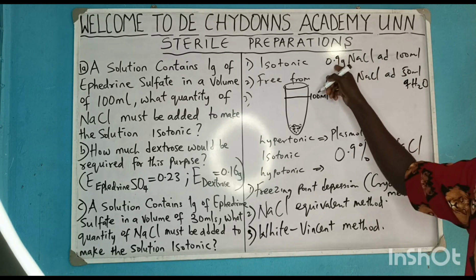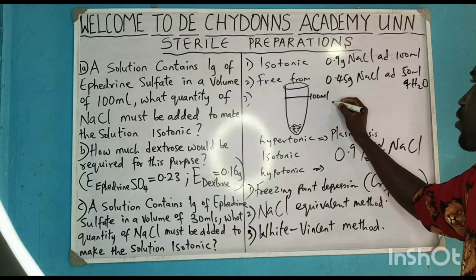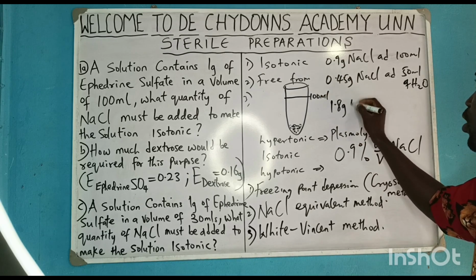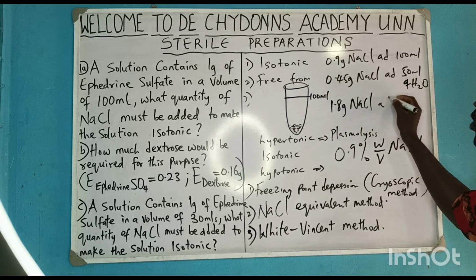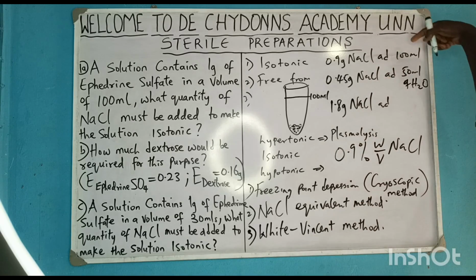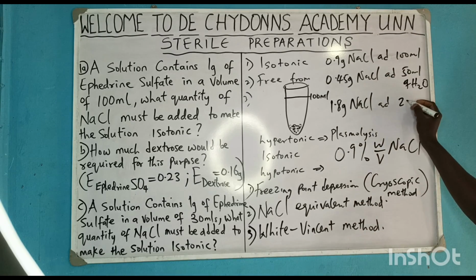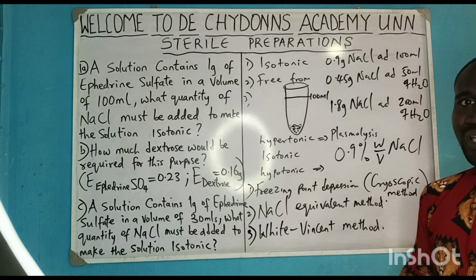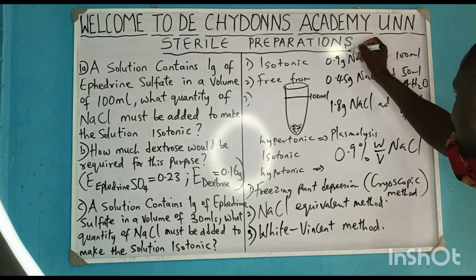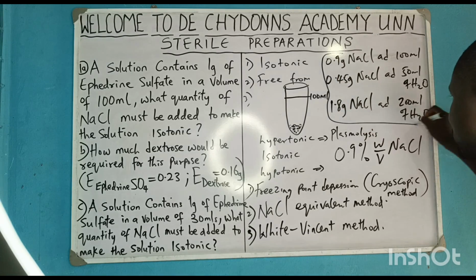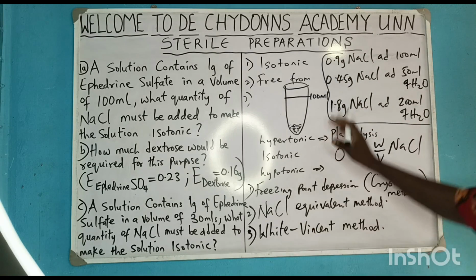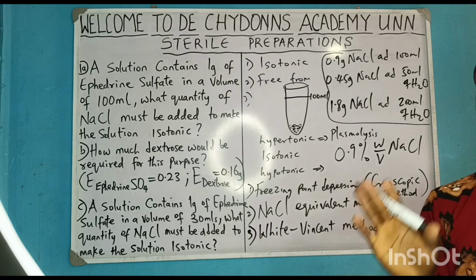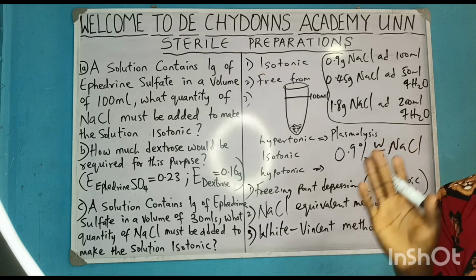Then, if I multiply this by 2, I'll be having 1.8 gram of sodium chloride. Add up to what? I will multiply this by 2 to be 200 ml of what? Water. So these are the concepts you need to understand: depending on the quantity you want to prepare, there are ways of making a particular solution to be isotonic.